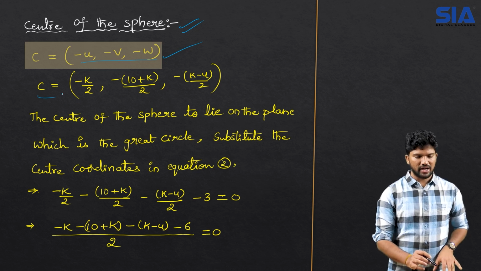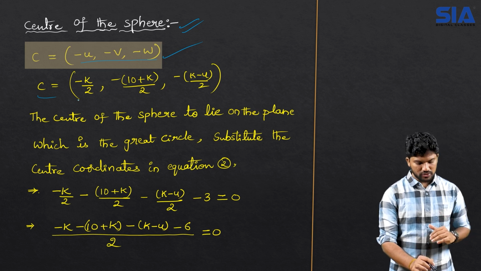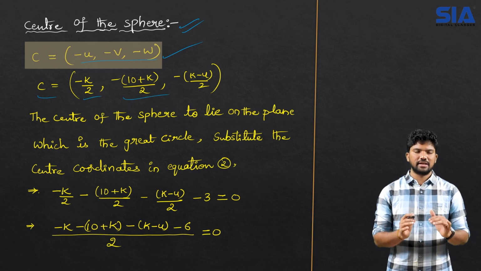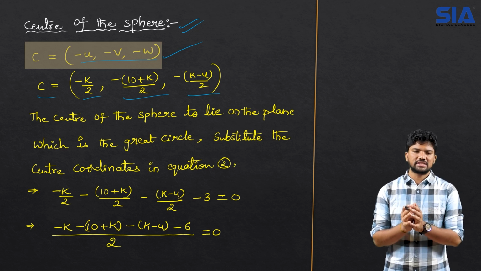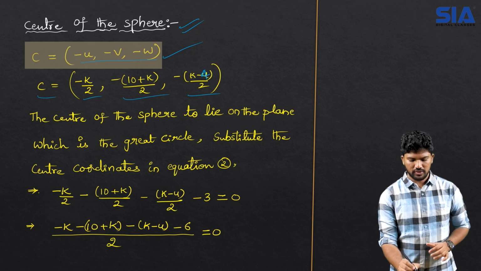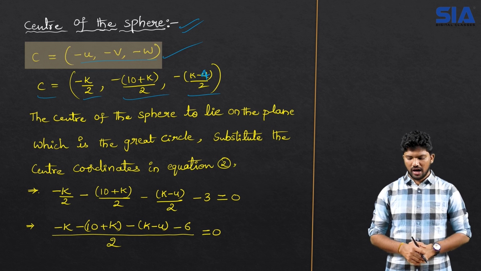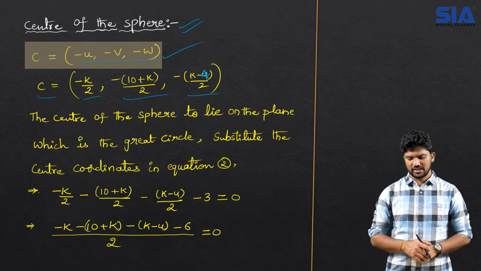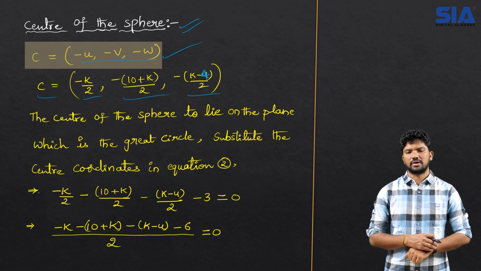Substitute the corresponding values. C is equal to minus k by 2, minus of 10 plus k by 2, and for the w value, minus of k minus 4 by 2. So the center of the sphere must lie on the plane which is the great circle. Substitute the center coordinates in equation number 2.